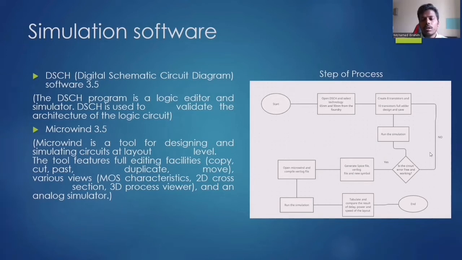So if there's no error in the circuit, then we generate the SPICE file and then the Verilog file. The Verilog file is going to be simulated in the Microwind tool to get the layout for that circuit diagram, and then we run the simulation, and then we get the results.